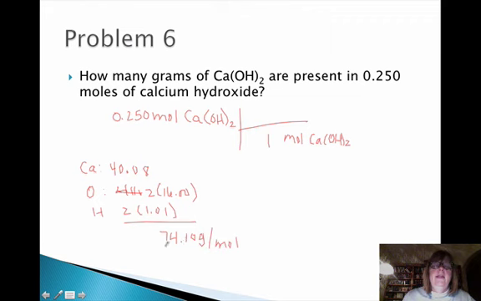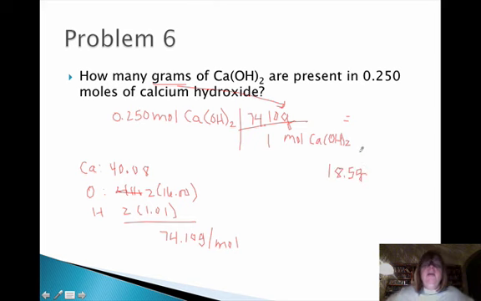And so that 74.1 grams goes in our numerator, because the question is asking us for how many grams, so we want that in our numerator. So here we've got moles, 0.250 times 74.1. If you've got moles, you multiply by the molar mass to get grams. And our final answer is 18.5 grams.